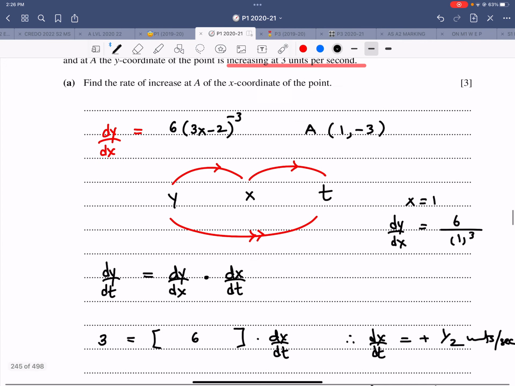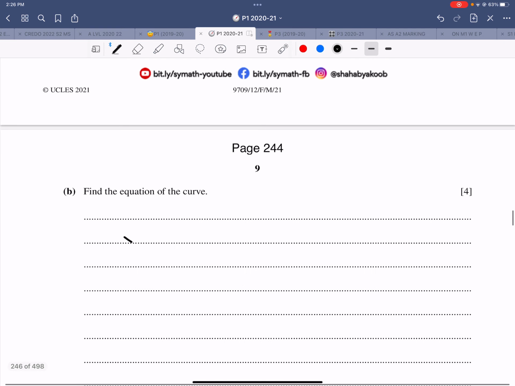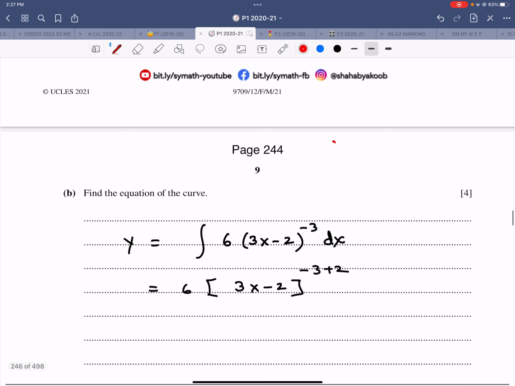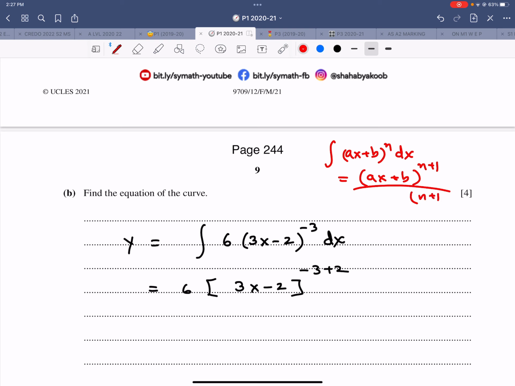6, 3x minus 2 raised to power of minus 3 dx. You integrate it. 6 is a silent spectator. Chain rule is applicable. Why is chain rule applicable? Let's think about it. ax plus b raised to power of n dx, that is ax plus b, increase the power by 1, divide by the new power. Don't forget to divide by coefficient of x or derivative of bracket.